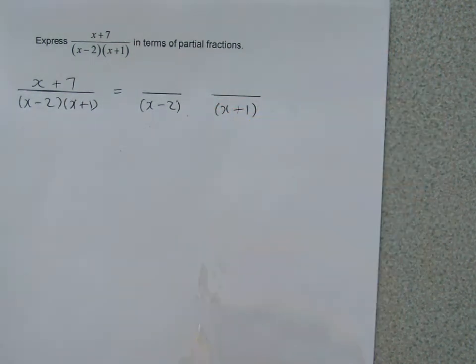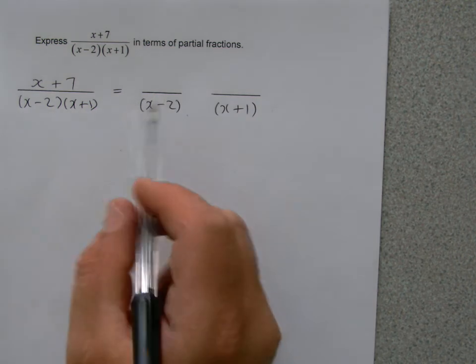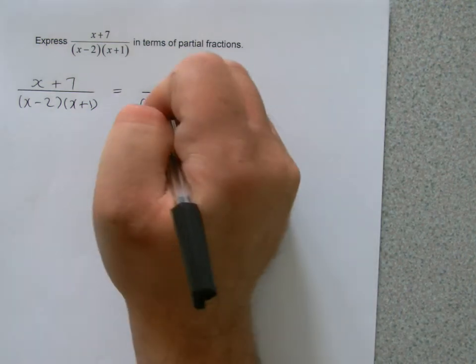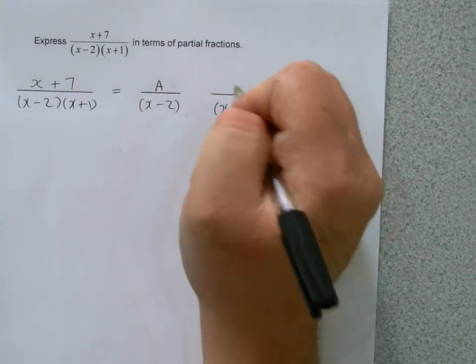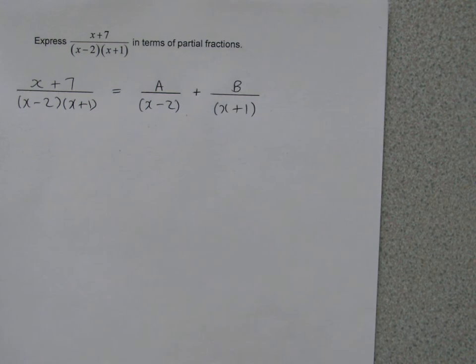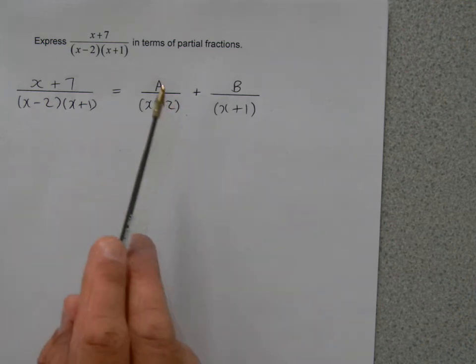Now, when we have these questions, we don't know what numbers go on the top, what numbers go in the numerator. So we're going to call this A, and we can call this B, and we're going to put a plus there. Now, it could work out to be negative, we don't know that, but we'll just put them as both positive to start with. So we've got ourselves set up an equation, and we're going to work out now what A is and what B is.